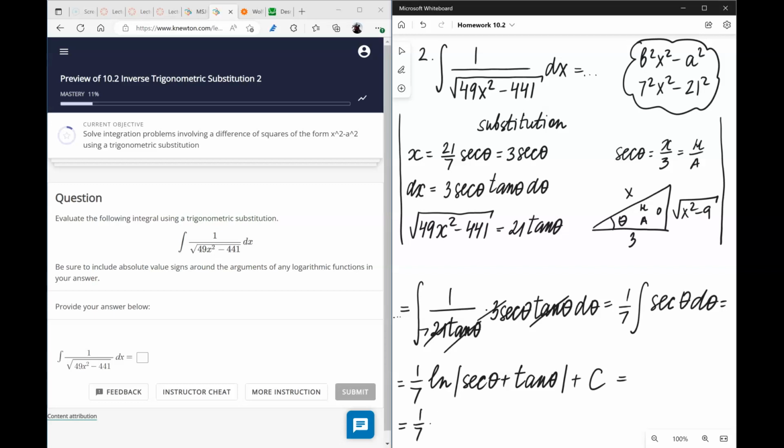and the last step is to substitute theta with the expression containing x, and to do that we're going to use the reference triangle. So instead of secant theta we'll put x over 3, instead of tangent theta we'll put opposite over adjacent, which is square root of x squared minus 9 divided by 3, and that will be the final answer.